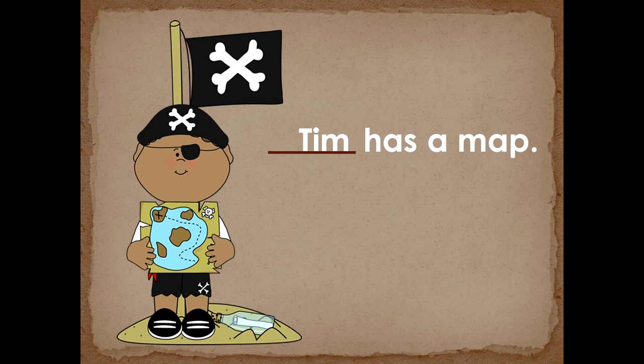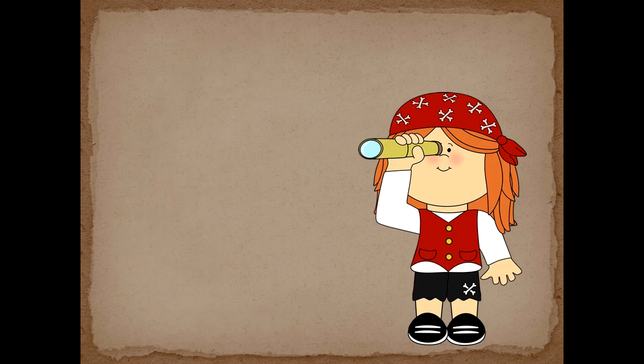If it's a good sentence, I want you to say aye. And if it's not, say nay. Tim has a map. Aye. It is a good sentence. Well, what about this pirate? I'm going to write a sentence about her.